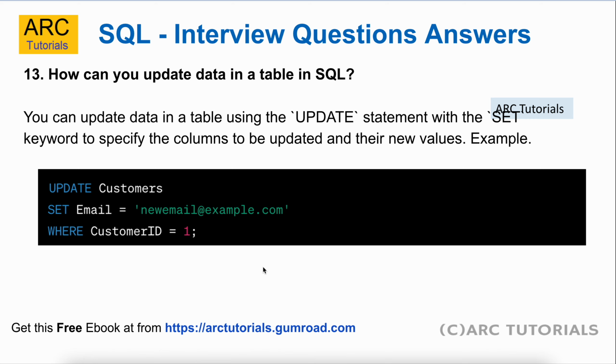How can you update data in a table in SQL? You can update data in the table using the update statement with the set keyword. You will write update table name, set is the keyword, and then followed by the column name, the new value, and the where condition to identify that particular record or one or more records. Now here we are saying update the customers table, set email address equal to new email, where customer ID is equal to 1. So we are updating the email address for the customer whose ID is 1.